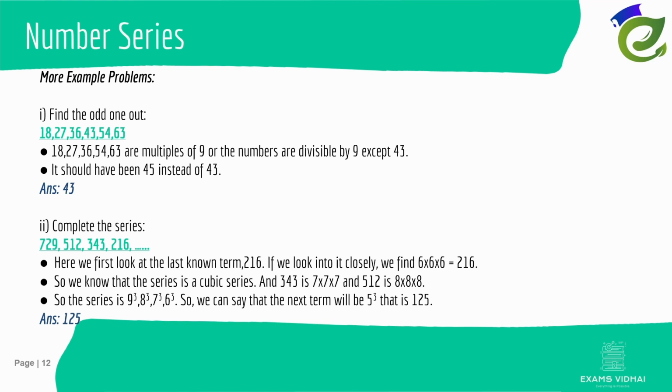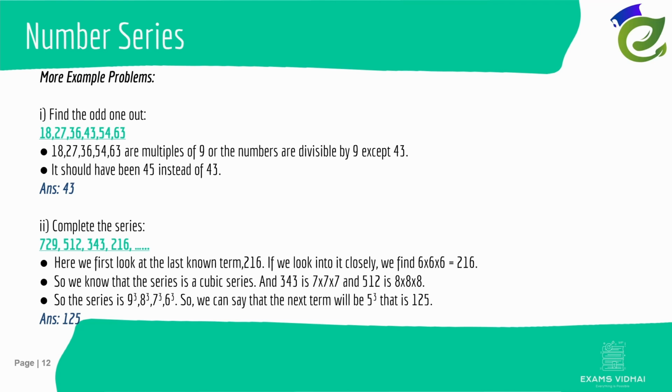Find the odd one out. Here we are given with terms 18, 27, 36, 43, 54, 63. Just pause for a second. What can you see? Here we see that every number except 43 is a multiple of 9, or the number is divisible by 9. So it should have been 45 instead of 43. So our answer is 43.